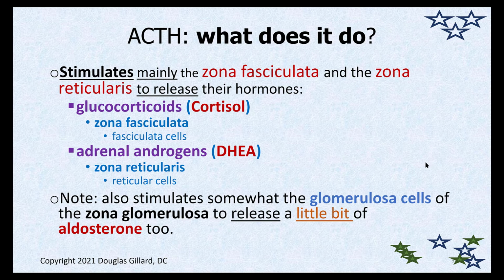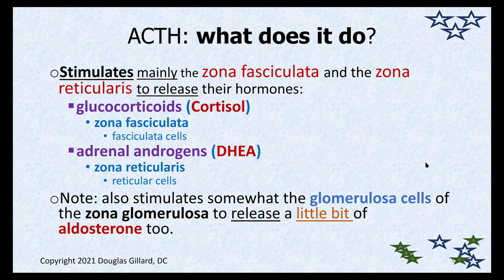What does it do? It stimulates the adrenal gland. Deeper. We need a deeper answer. It stimulates the adrenal cortex. Deeper. It stimulates the second two zones, the zona fasciculata and the zona reticularis. Remember the mnemonic for the zones of the adrenal gland? GFR, glomerulosa, fasciculata, and reticularis.